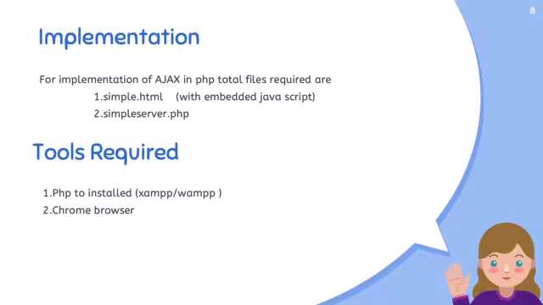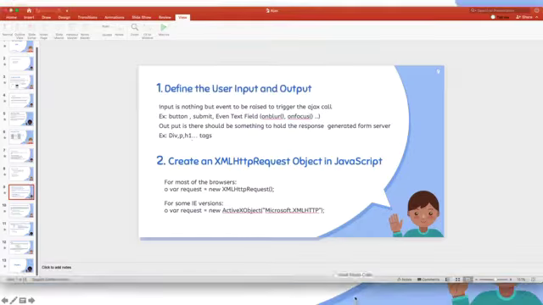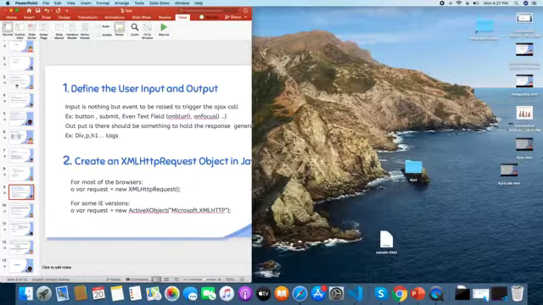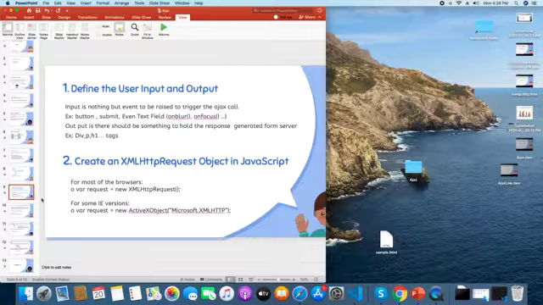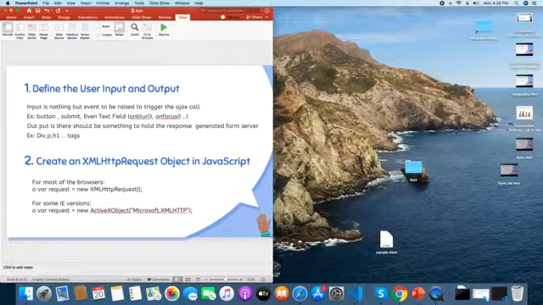Before going to the implementation, your system needs to be provided with PHP, and you need at least a Chrome browser. For installing PHP, you can use the XAMPP package or the WAMP package. Next, we will start implementing. Instead of explaining individually, I want to demonstrate this step by step and write the code parallelly.